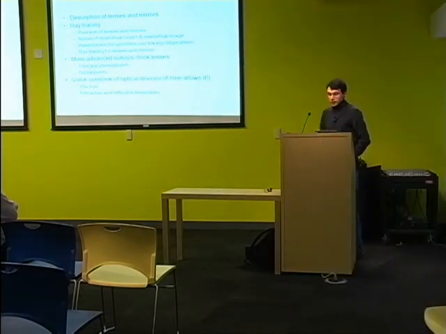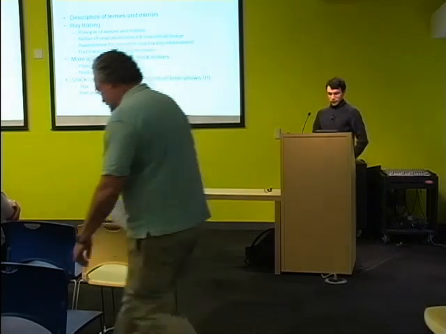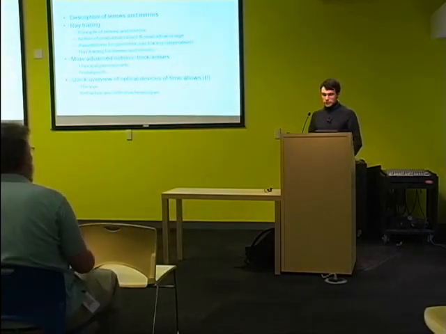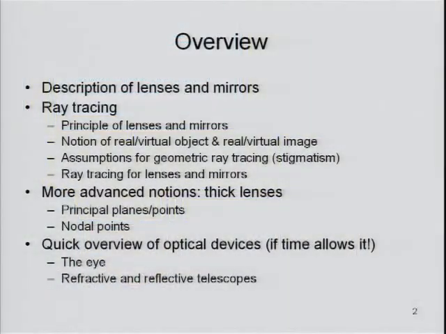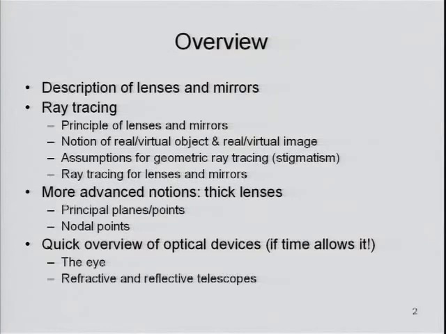Today I'm going to talk very, very briefly about a quite simplistic approach of lenses and mirrors in order to be capable of doing geometrical ray tracing by hand. So I will talk first of all about the notion of real and virtual objects as well as real and virtual images. We'll need to make a couple of assumptions in order to do geometrical ray tracing, and it is called stigmatism. Then we'll go through a couple of examples of ray tracing for lenses and mirrors.